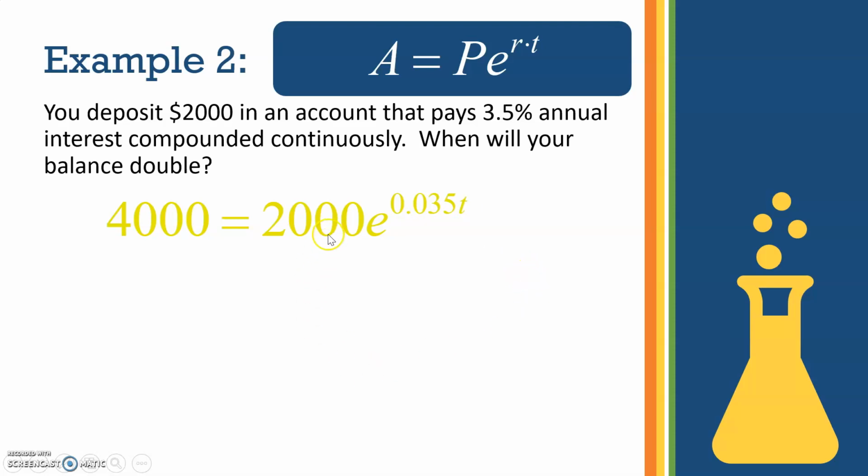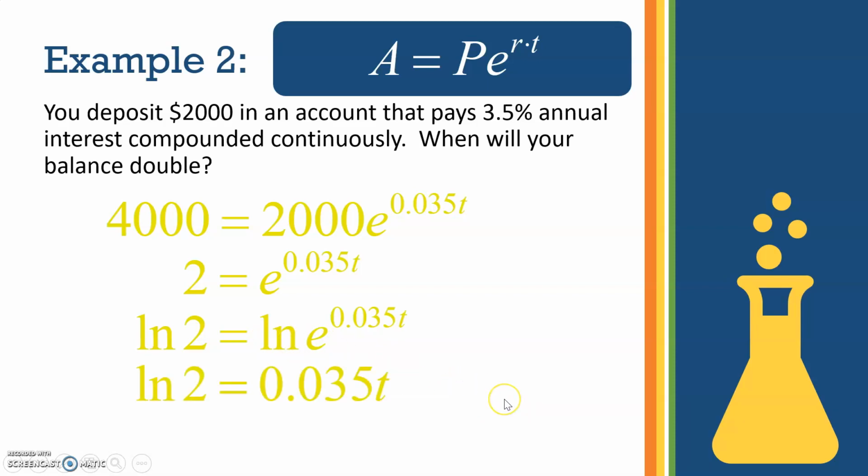Let's solve. The first thing we're always going to do is divide by the coefficient. 4,000 divided by 2,000 is 2. Not a coincidence that we are doubling the balance and we have a 2 here. Next, we're going to take natural log of both sides, since we have a base e. Here's an inverse property. And to solve for time, we divide both sides by 0.035. It'll take almost 20 years for our money to double at this particular interest rate.